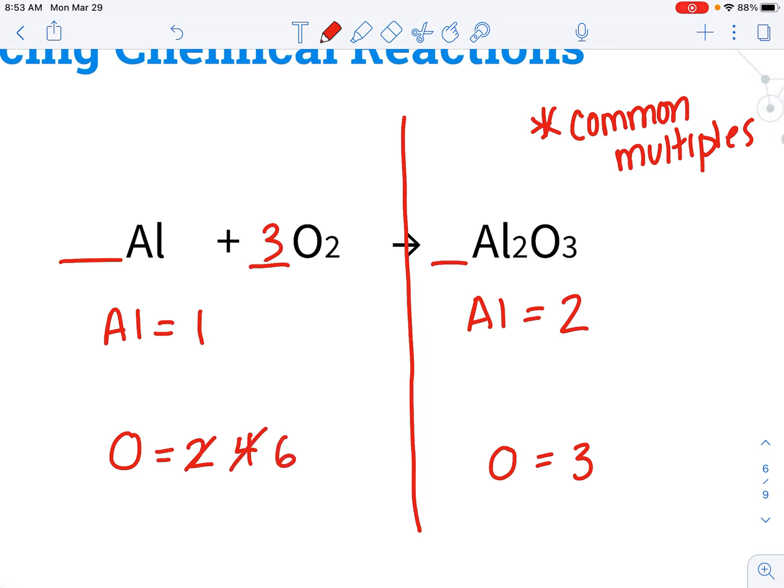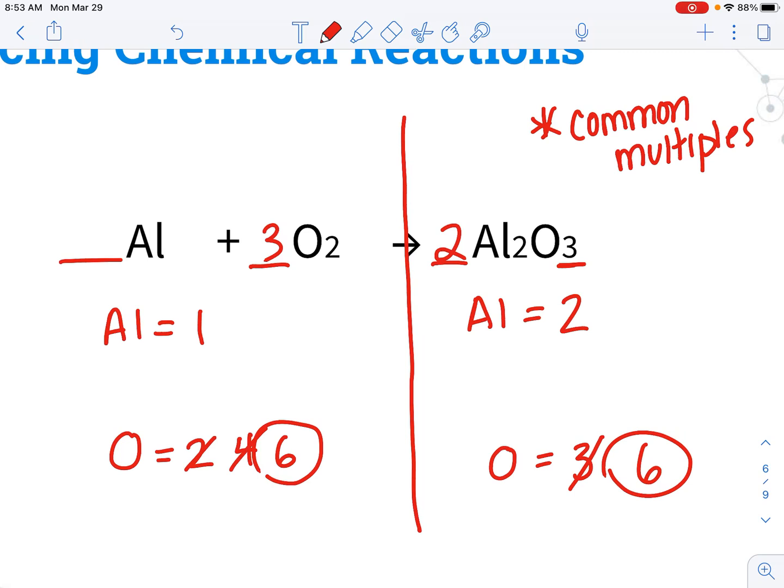And I go, my gosh, I'm getting further and further away. Let me check the other side. Oxygen has 3. Well, I can't add these, so maybe I make this also 6, and what times 3 equals 6 is 2. So I tried to find a common multiple, numbers that both of them go into, in order to get those oxygen elements equal on each side.